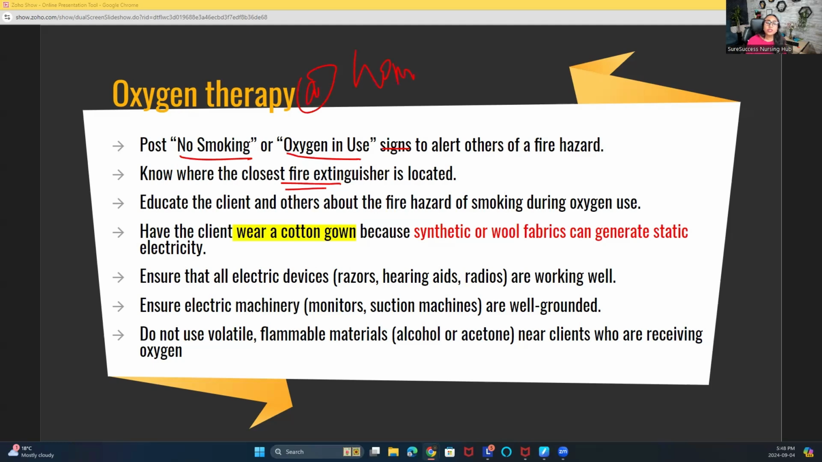Educate the client about the fire hazards of smoking. Do not smoke. Have the client wear cotton gowns rather than the wool fabric.